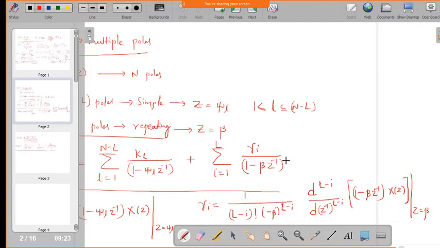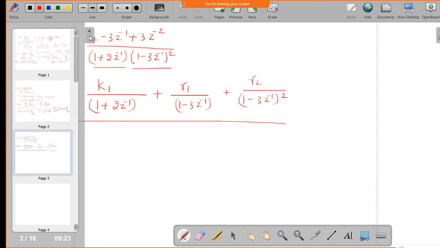This one is power i. Whenever gamma equal to 1 and i equal to 1, you will get 1 minus 3 z inverse. When i becomes equal to 2, you will get 1 minus 3 z inverse whole square. So this is the expression which I have used here. Now we have to find out the constants k1, gamma 1 and gamma 2. So how can we find it out?